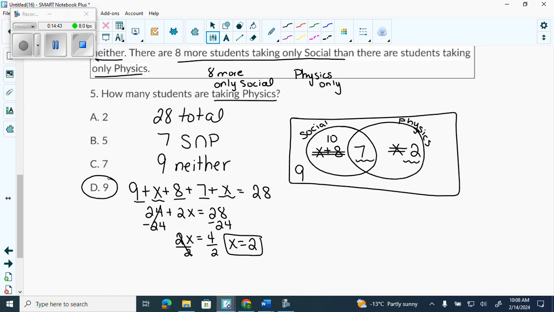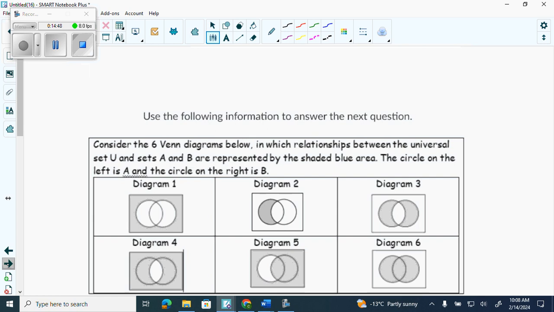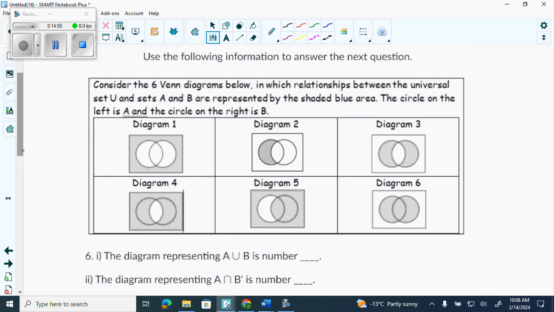Then we're going to flip over. So here it says, consider the 6 Venn diagrams below in which the relationship between the universal set U, which is the box, and sets A and B is represented by the shaded blue area. You don't have blue, you have gray, and you'll be fine. I believe in you. The circle on the left is A. The circle on the right is B. We want the diagram that represents A union B. What symbol is this?